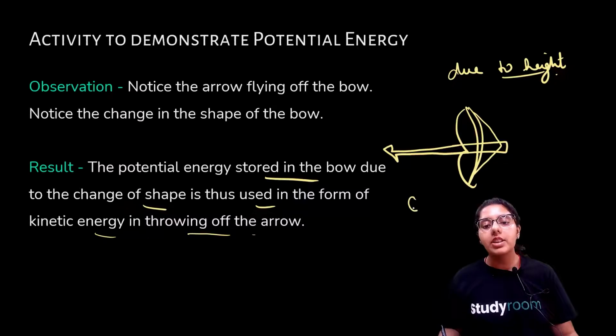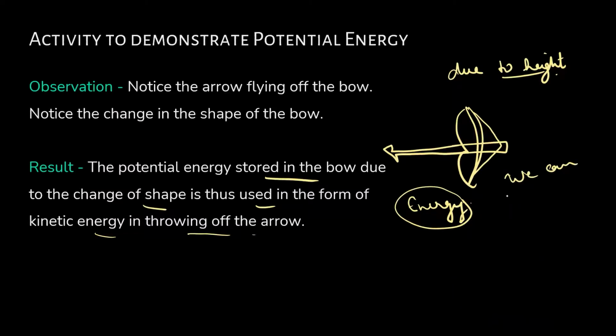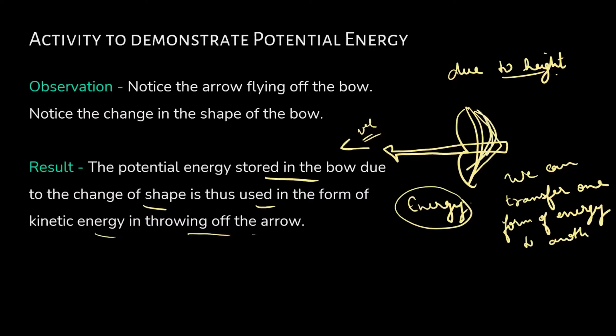So basically energies are convertible. We can transfer one form of energy into another, just like in the case of the bow, where we are transferring potential energy into kinetic energy. When the arrow is thrown, it goes with some velocity, with some speed. And when your bow is stretched, you give it some distance, some height. You are storing potential energy, and when you are throwing the arrow, you are converting it into kinetic energy.